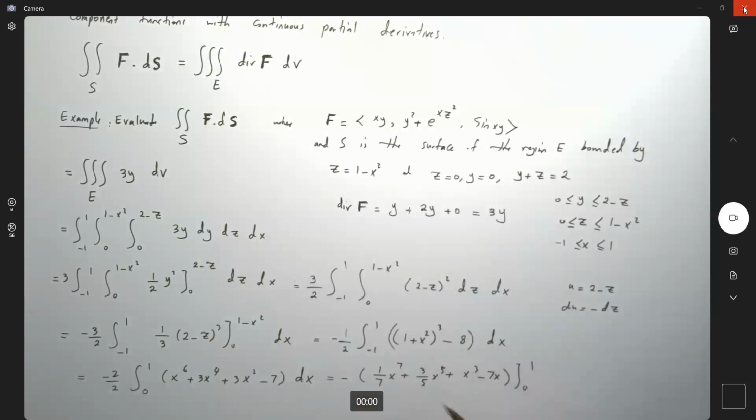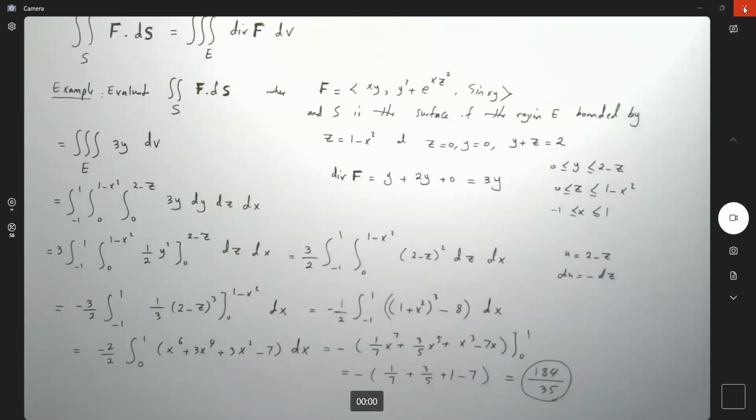So I just need to substitute 1 here. You get minus 1/7, plus 3/5, plus 1, minus 7, and the substitution of 0 just becomes 0. So you should have 184 divided by 35. So this is your final answer, using the divergence theorem to do the computation for a double integral.